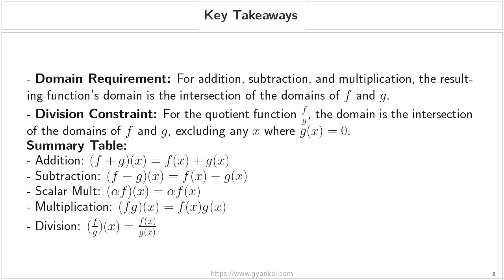To help you study, let's quickly review this summary table of all the operations we've covered today. For addition, f plus g of x equals f of x plus g of x. For subtraction, f minus g of x equals f of x minus g of x. For scalar multiplication, alpha times f of x equals alpha times f of x. For multiplication, f times g of x equals f of x times g of x, and finally, for division, f over g of x equals f of x divided by g of x, provided g of x is not 0.